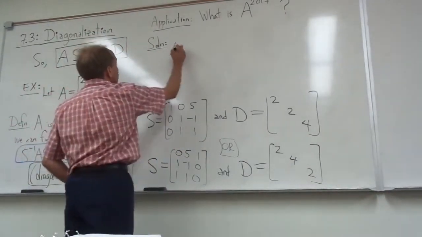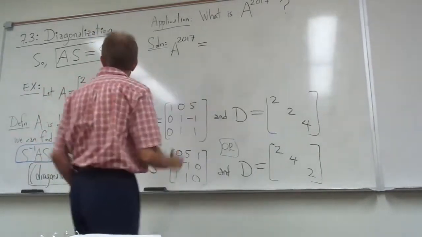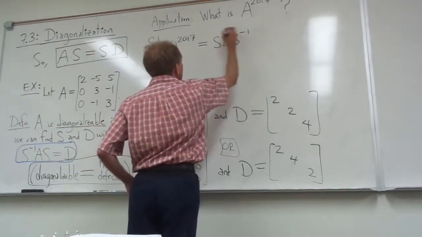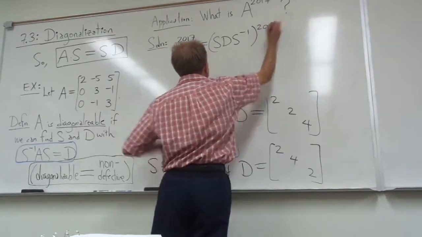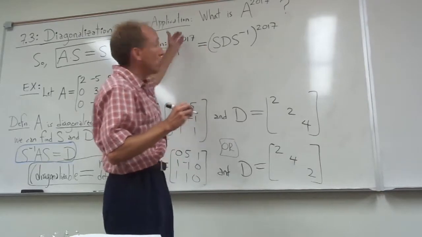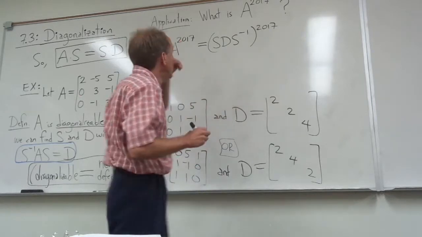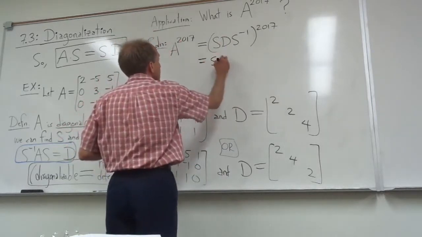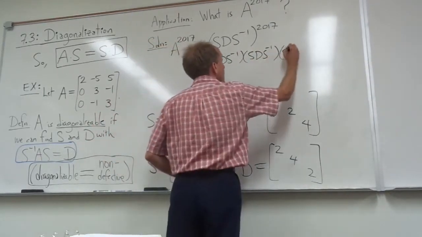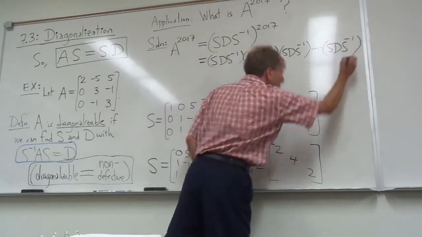Okay, so here's the thing. If I wanted to calculate A to the 2017th, what I can do is I can say, wait a minute, A is the same as SD S inverse. Remember from earlier the equation for A was equal to SD S inverse. So if I want the 2017 power of that, I can think of it this way. This is just SD S inverse times SD S inverse times SD S inverse, dot, dot, dot, a whole bunch of times, in fact, 2017 times.